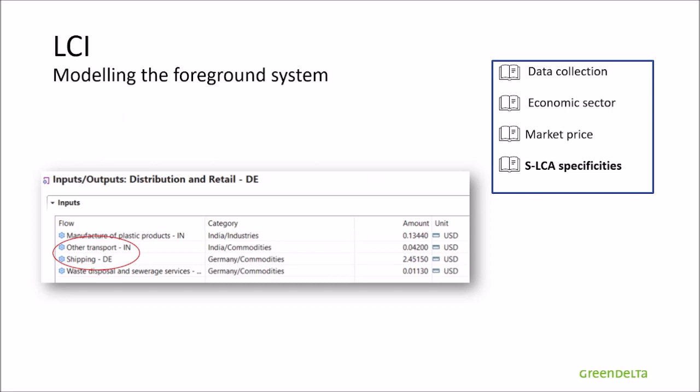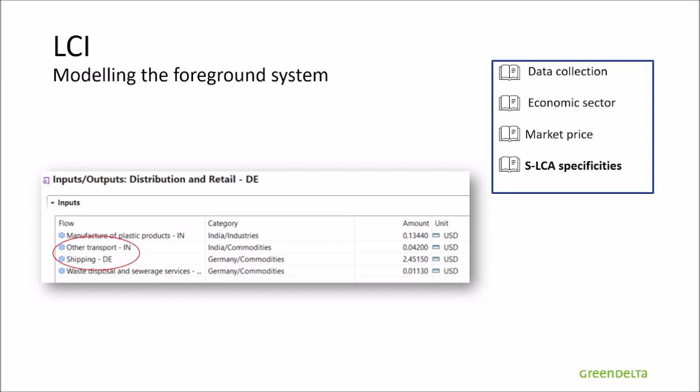So another specificity is the modeling of transport. Some modifications of the environmental model were made to fit the transport sectors available in the PSILCA database. The distribution is now modeled with road transport, represented here by other transport, from the manufacturing site to Chennai, an Indian port, and the product is then shipped from Chennai to Germany. So the input shipping that you see here.